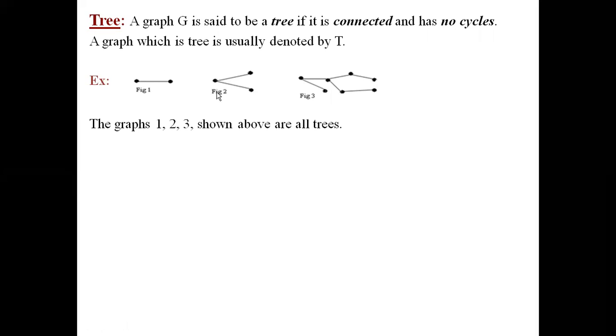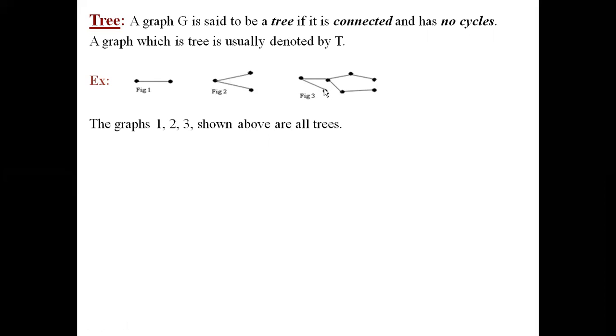A graph which is a tree is usually denoted by the letter T. Say, for example, with two vertices we can see one edge formed here. Figures 1, 2, 3 show all trees. So with these three vertices in figure 2, we have formed another tree. So there should not be an edge between these two vertices.